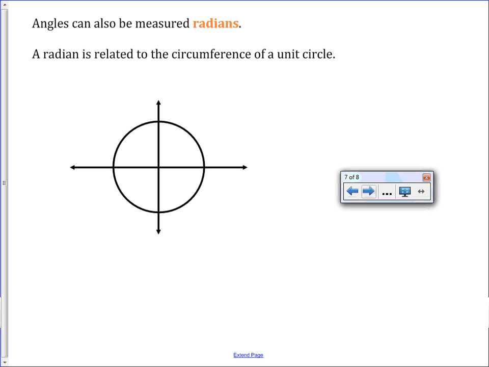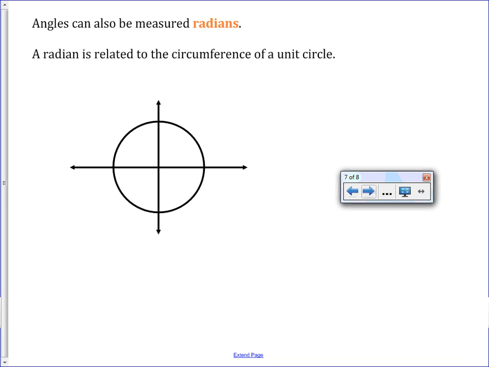Radian measurements are another way of measuring angles. So we've been using degrees for our whole life to talk about angles, right? A 0-degree angle, a 90-degree angle, a 180-degree angle. Angles can also be measured in radians, which we're going to use a lot in this chapter on trig.